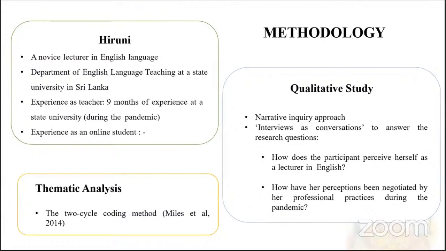The data were analyzed taking a thematic approach, employing the two-cycle coding method. Accordingly, during the first cycle, the codes and labels that assign meaning to the descriptive or inferential information were identified, and the emergent themes were identified during the second cycle.